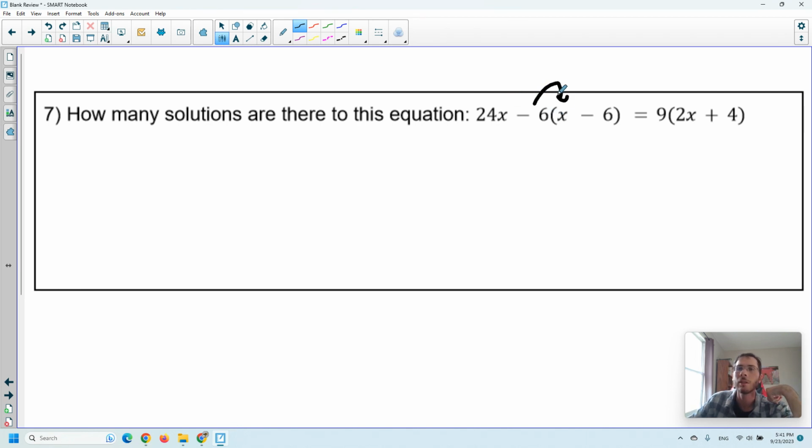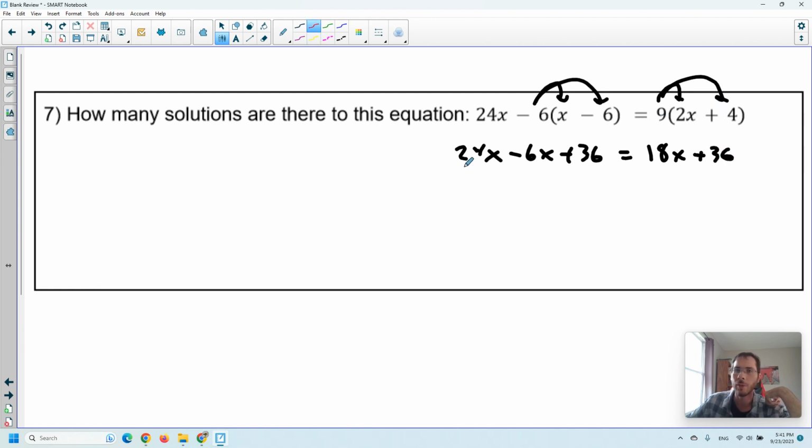Looks like we're distributing again. So I'm going to take this -6. So -6 times x is minus 6x. -6 times -6 is positive 36. I'm going to take the 9 and multiply the 9. 9 times 2 is 18. 9 times 4 is 36.